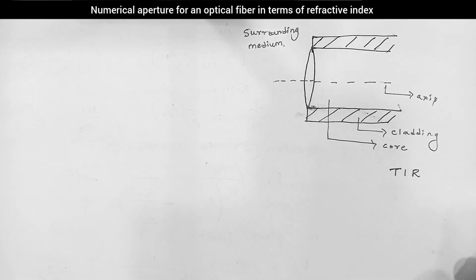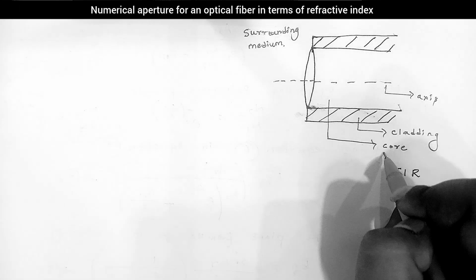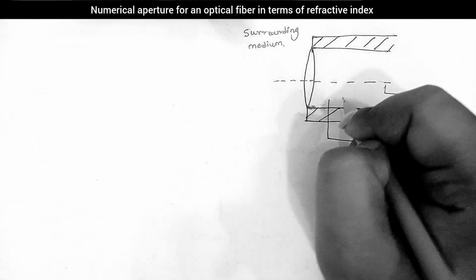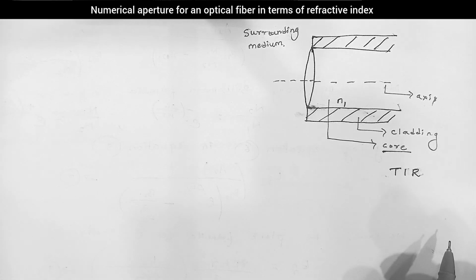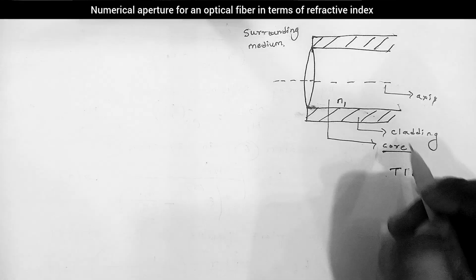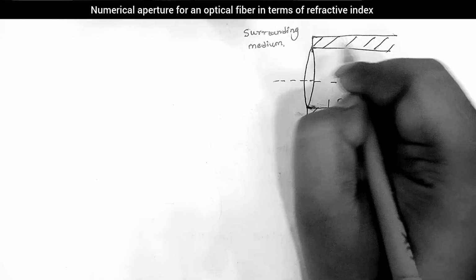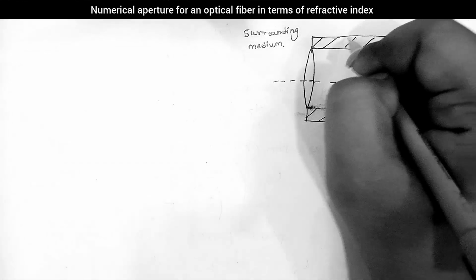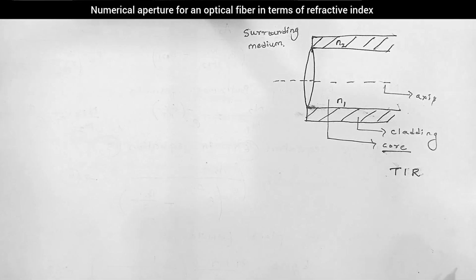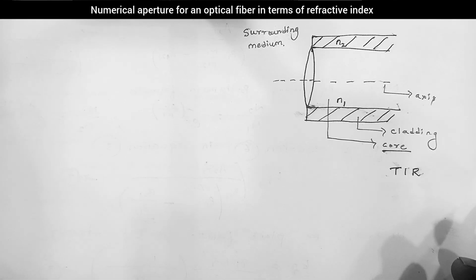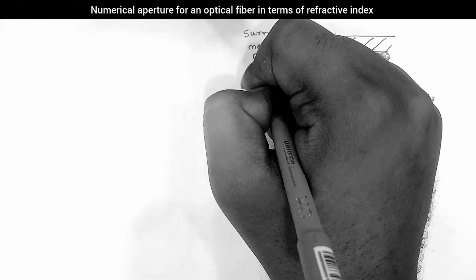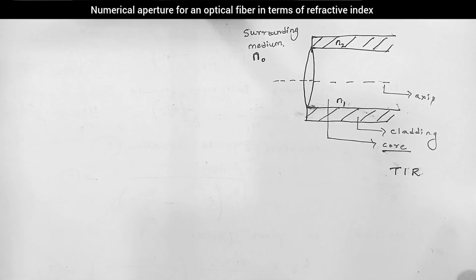Now let us consider a medium. You know that optical fiber is made up of two layers. The center layer is called the core, which has a refractive index of n1, and it is surrounded by another layer with a lower refractive index, called the cladding, which I have marked as the dark side. It has a refractive index of n2, and it is kept in a surrounding medium. Normally the surrounding medium can be air or water, or whatever we are keeping as a surrounding. I will take the refractive index of the surrounding medium as n0.